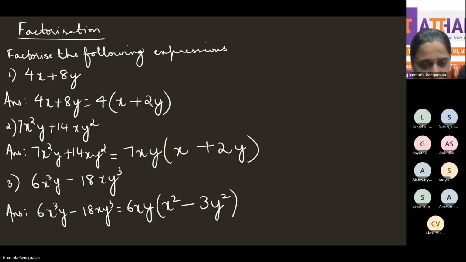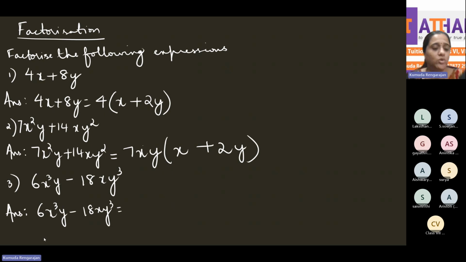Gayatri? No, I can't get it, ma'am. You didn't get it? Okay, yeah. No problem. We'll do it together. So we'll start off with the HCF. Is that understood, Gayatri? HCF of the two terms? Okay, so it is 6xy.